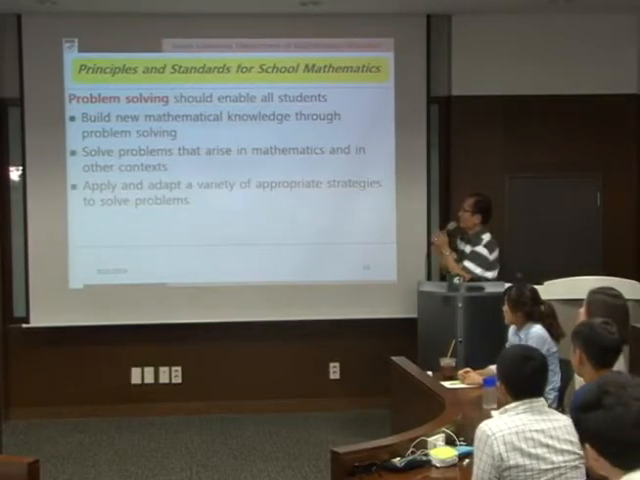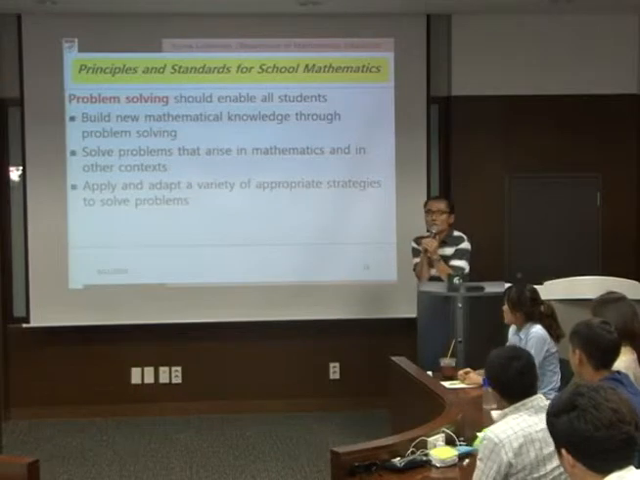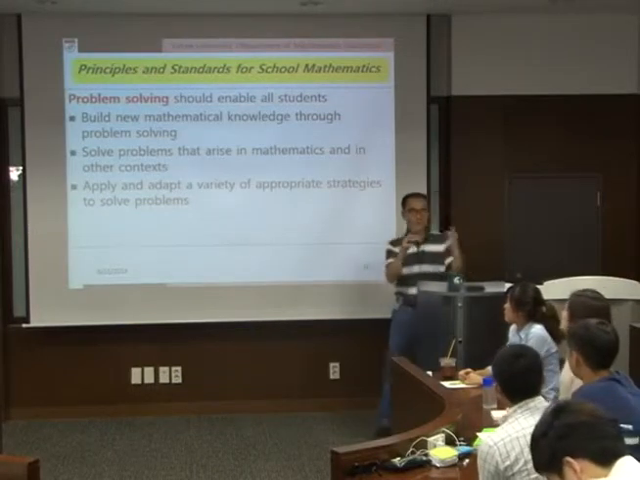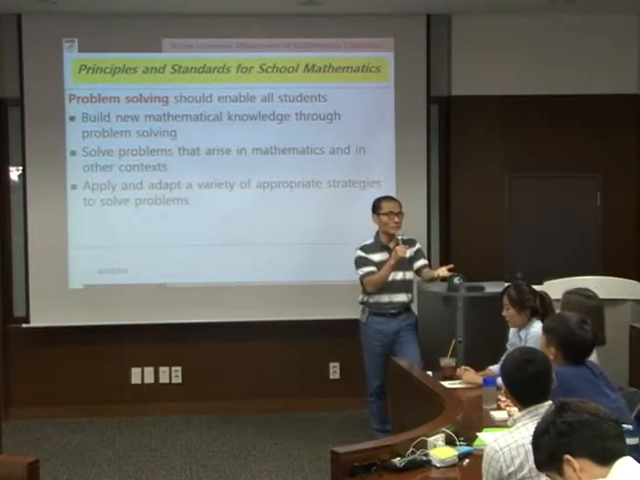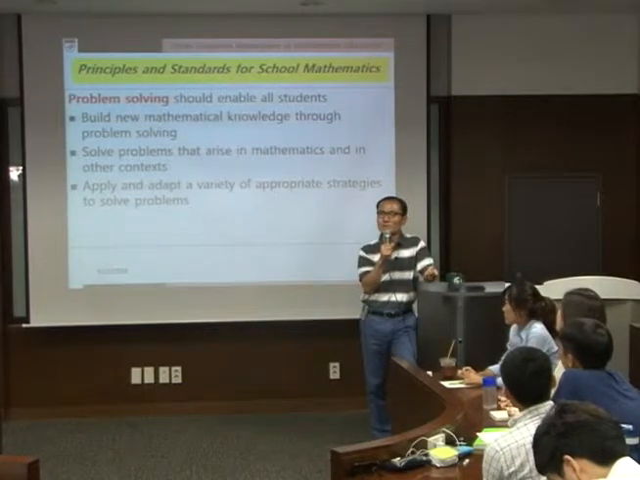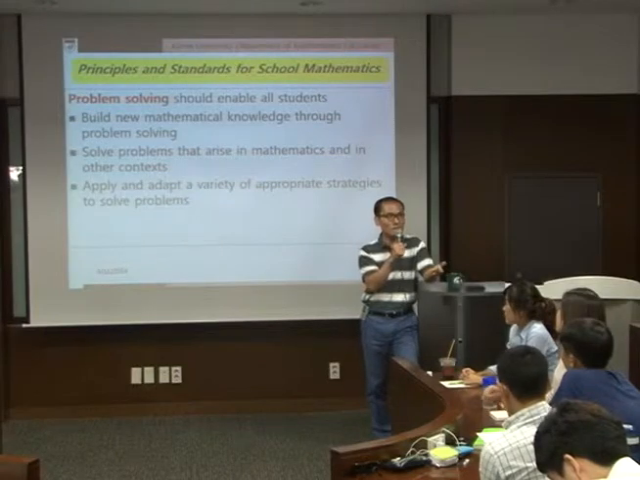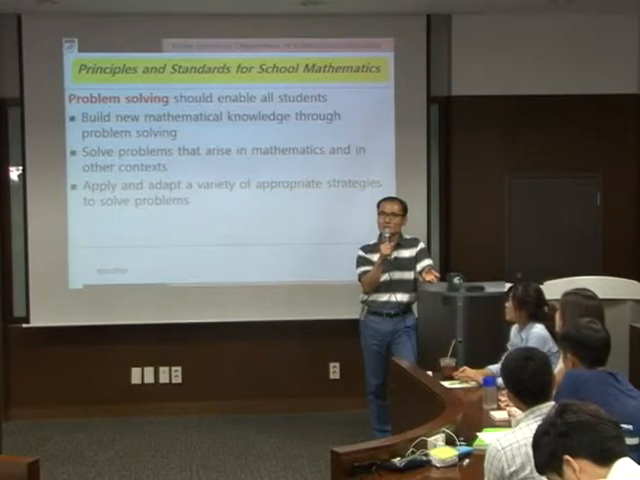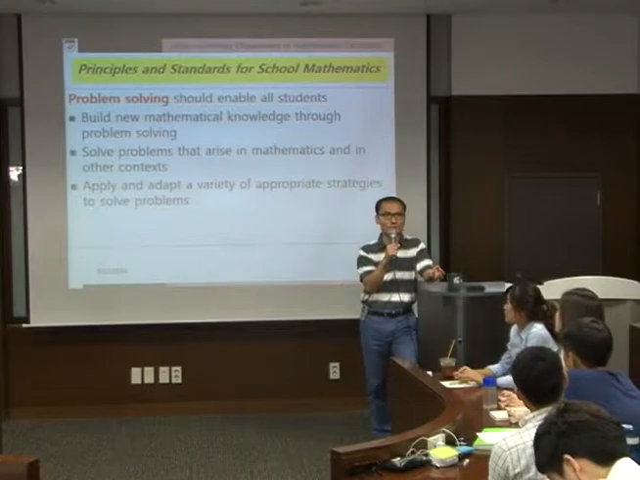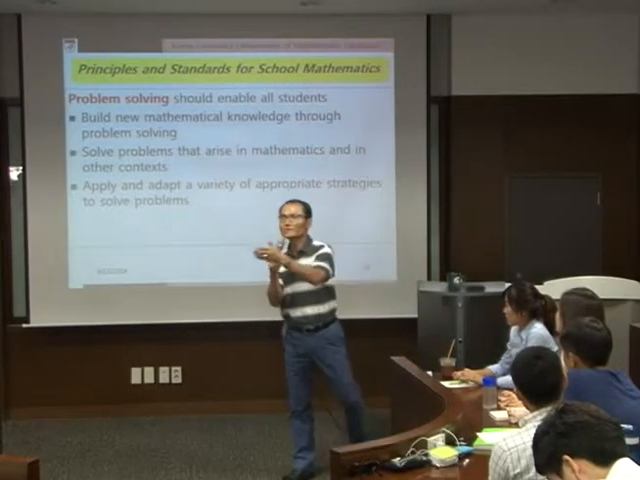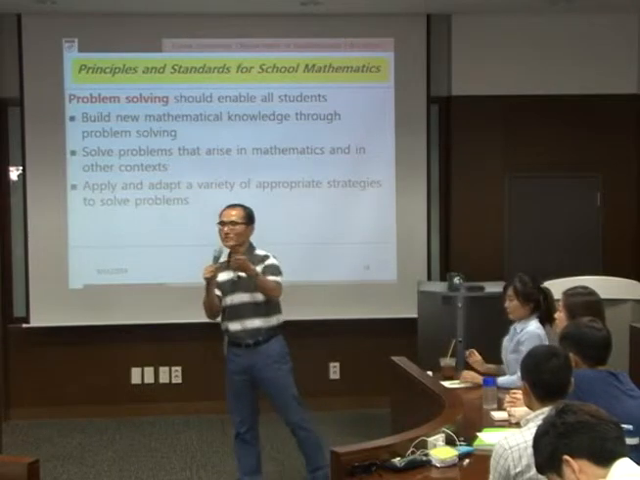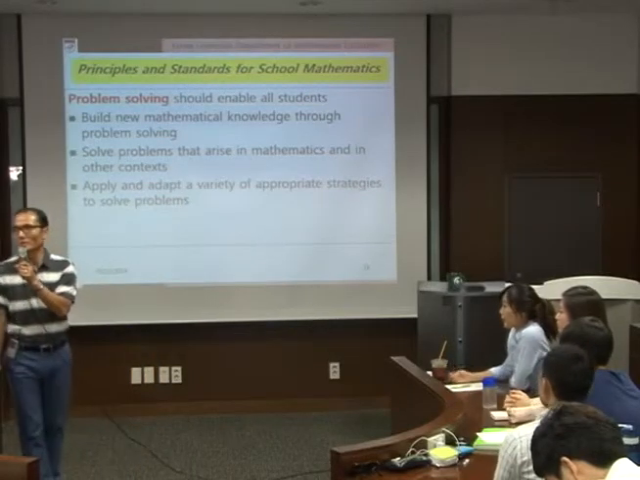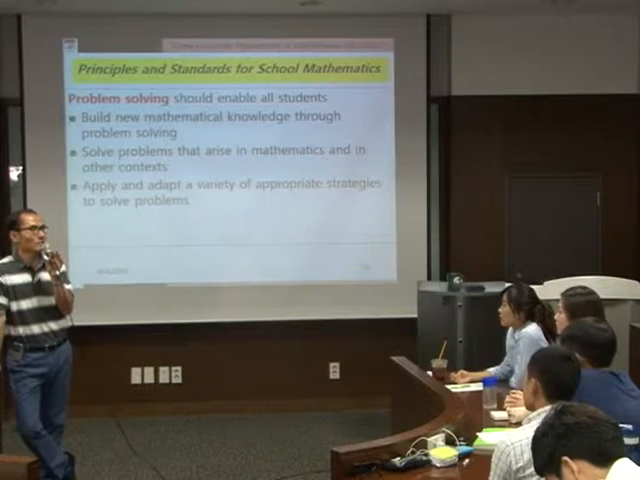What about apply and adapt a variety of appropriate strategies to solve a problem? This is much more focused on strategy. There are a lot of different kinds of strategies, especially in mathematical essay problems, from my perspective. But how to select one appropriate strategy compared to others, that's going to be a very important issue. Because you can approach the same problem with A, B, and C, but how can you decide A is better than B or C, or B is better than A or C, or C is better than A or B?